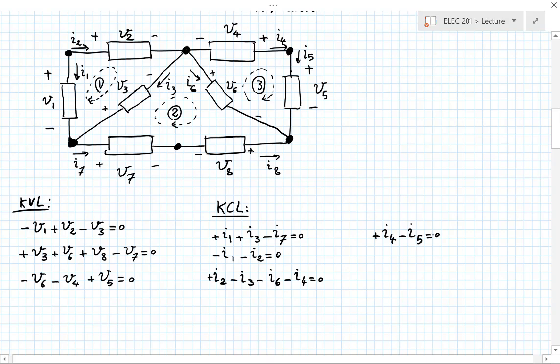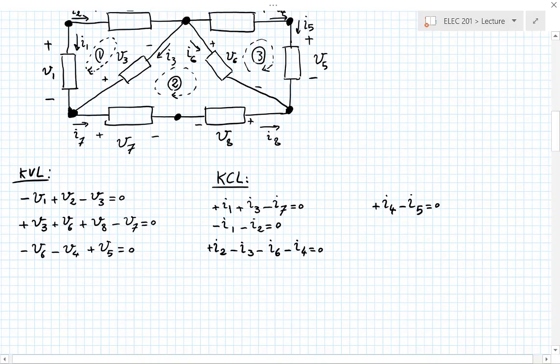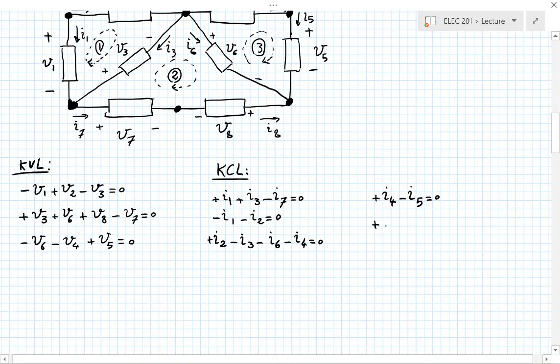Bottom right, I have I6 going into it, I5 going into it, and I8 going into it too. So all three with plus signs. Plus I5 plus I6 plus I8 equals 0. And finally, I have the node at the bottom, at the middle, where I have I7 going into it and I8 going out of it.